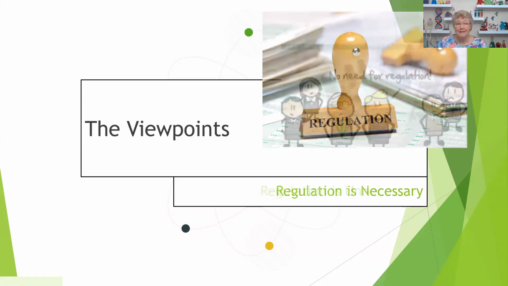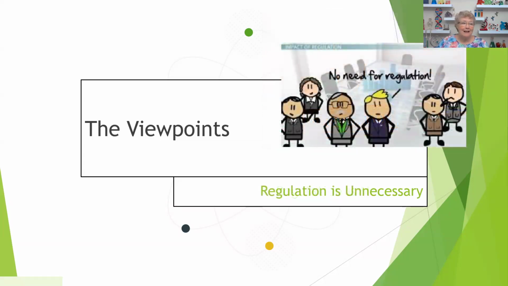The other viewpoint, let's look at the other side of the story. Other scientists think that conflict of interest regulation, so having laws that prevent that conflict of interest from happening, aren't necessary because most researchers are honest anyway. Most of them are objective about their work, and it's unfair to assume that they're going to be dishonest just because there might be some money to be gained from it.